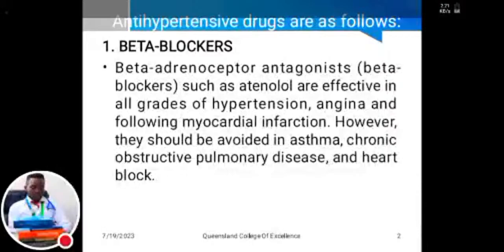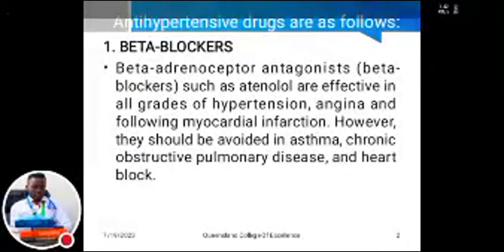If your blood pressure is low, that is what we call hypotension. Hypotension simply means that your blood pressure is low. Hypertension talks about an increase in the blood pressure. When your blood pressure increases, it is called hypertension.